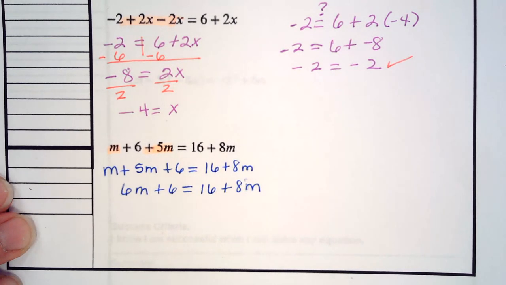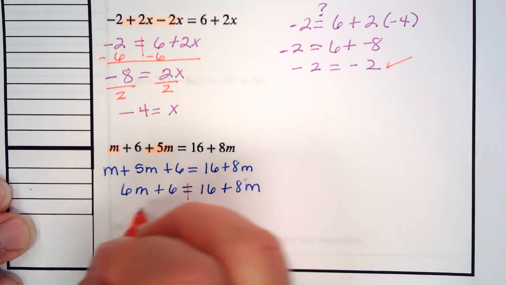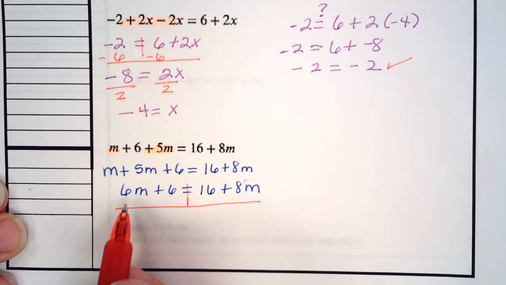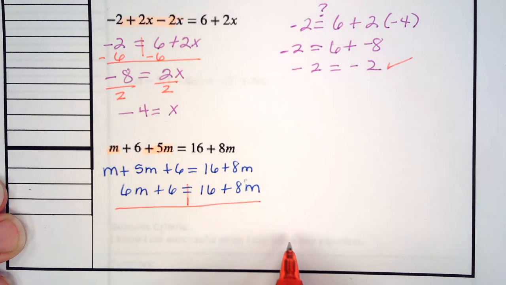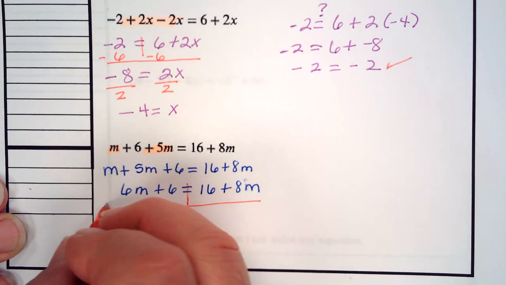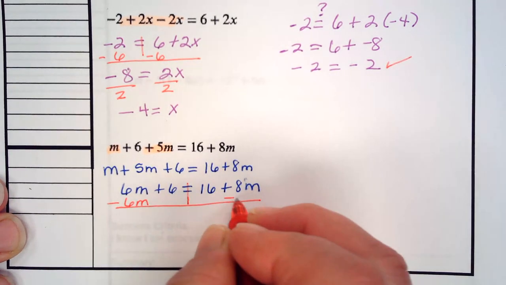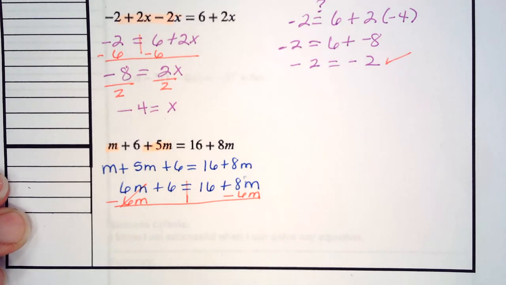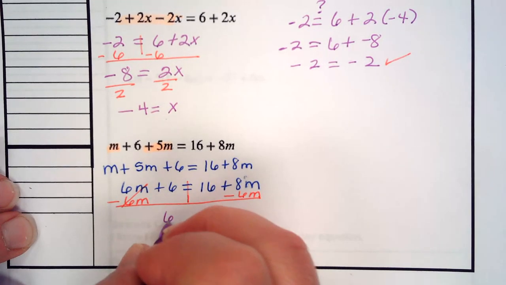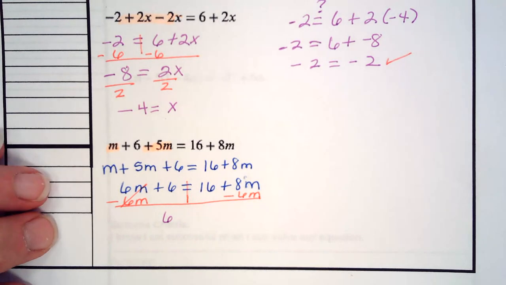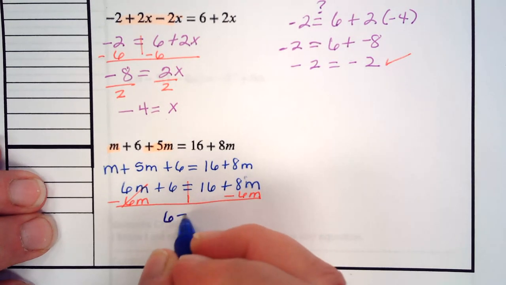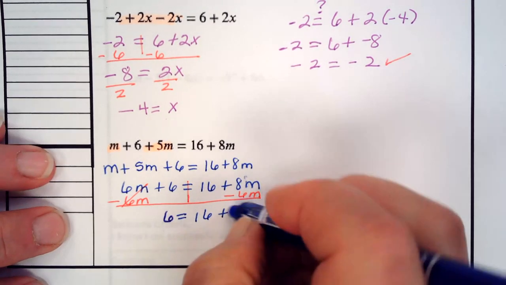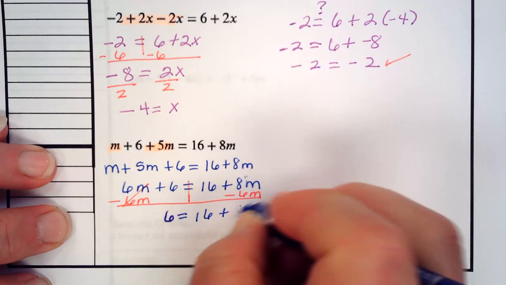Okay, time to solve. Draw your line, keep everything straight. 6m, 8m, which is bigger? Well, your 8m is, so I'll subtract 6m from both sides. I've eliminated it here. 6 is equal to 16 plus 2m. 8m minus 6m is 2m.